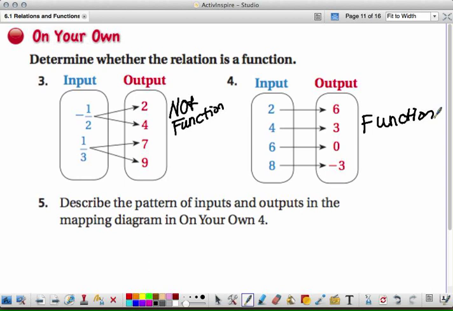Number 5 says describe the pattern of inputs and outputs in the mapping diagram in On Your Own 4. Well, this is On Your Own number 4, and so if you're looking at your pattern of inputs, you can see that this is increasing by 2 every time. So our inputs are increasing by 2. And our outputs, you can see it's decreasing by 3 every time. So you would say that your outputs are decreasing by 3.